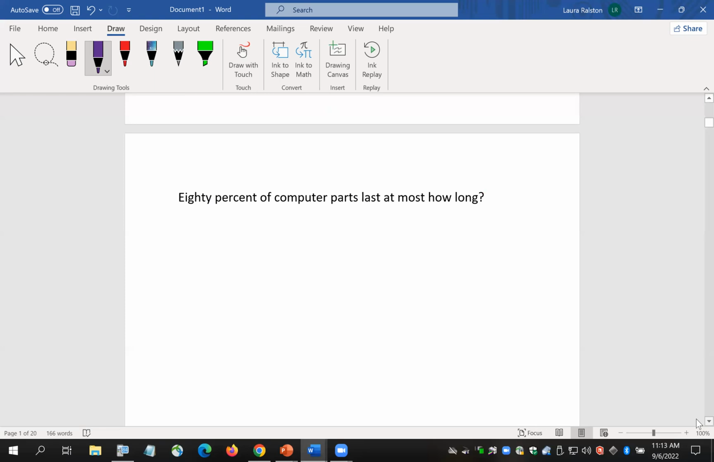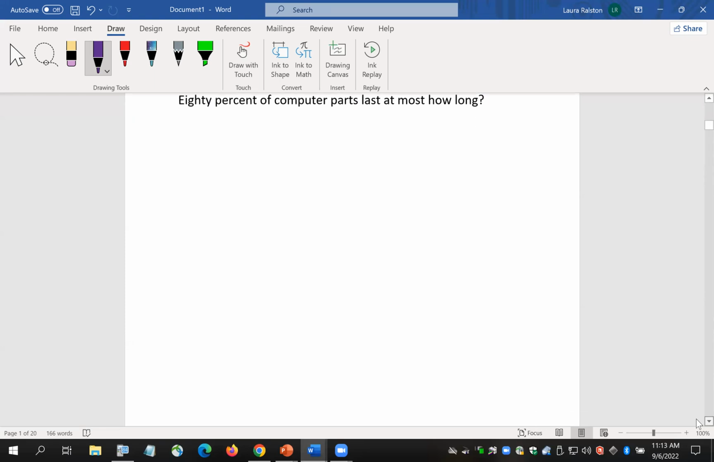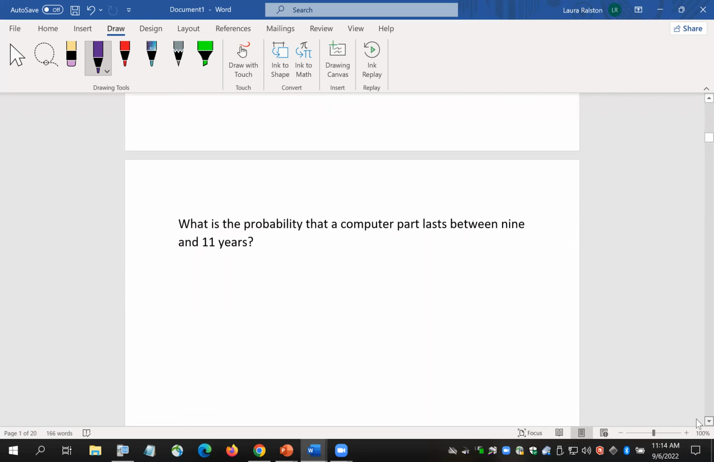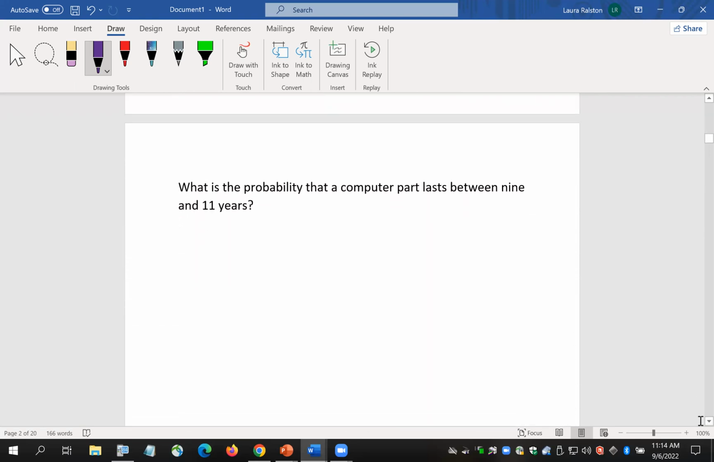I want to skip the third question for a minute and come back to it, because it's a little bit different. I want to jump down to the fourth question. The fourth question says, what is the probability that a computer part lasts between 9 and 11? So our question here is asking between 9 years and 11 years.